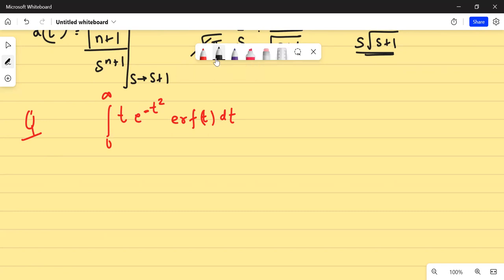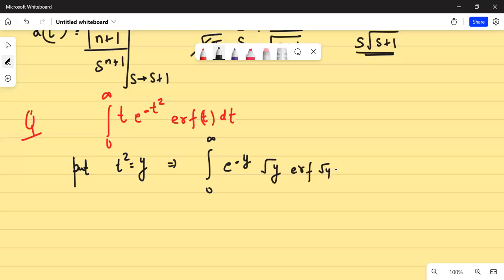So see what I will do: I will place my t square equal to y. Just put t square equal to y. So what you will get is integration from 0 to infinity only, and here you will get e to the power minus y, and instead of t, you can write root over y, and then error function of root over y. And this is t dt, which becomes 1 upon 2 root over y dy.